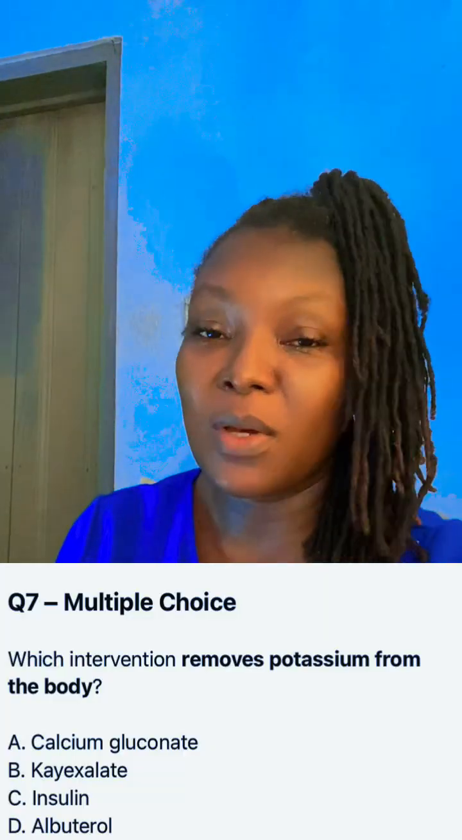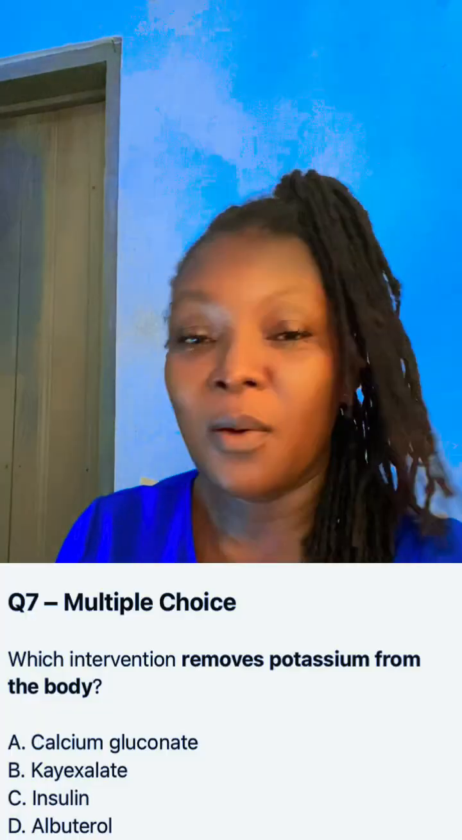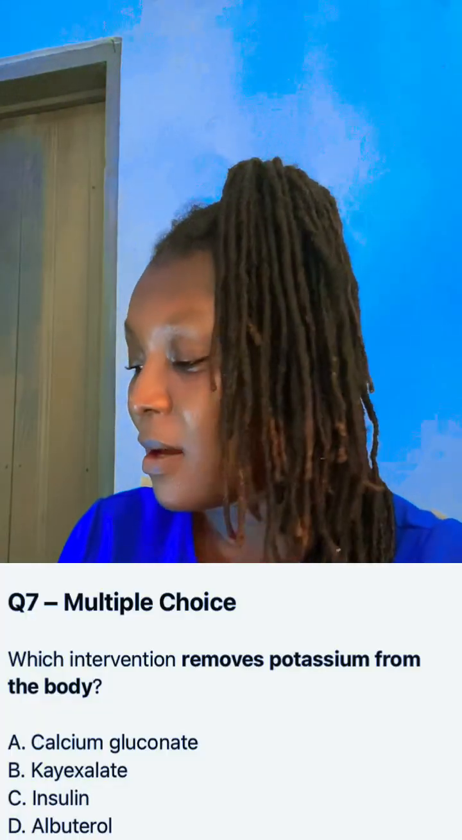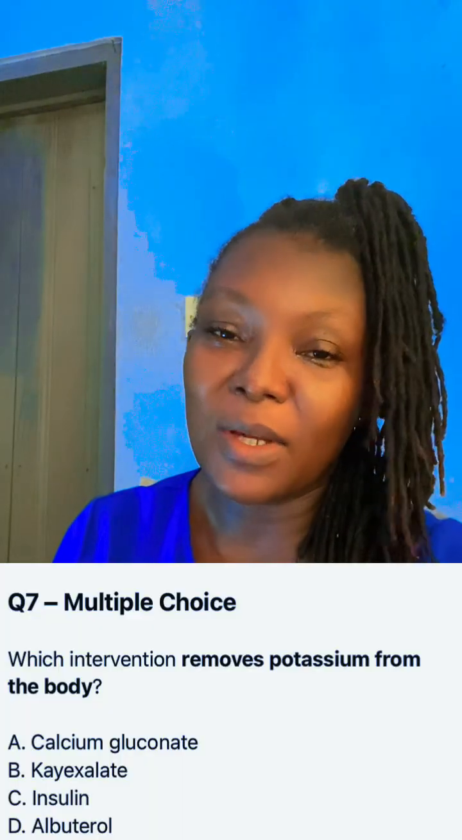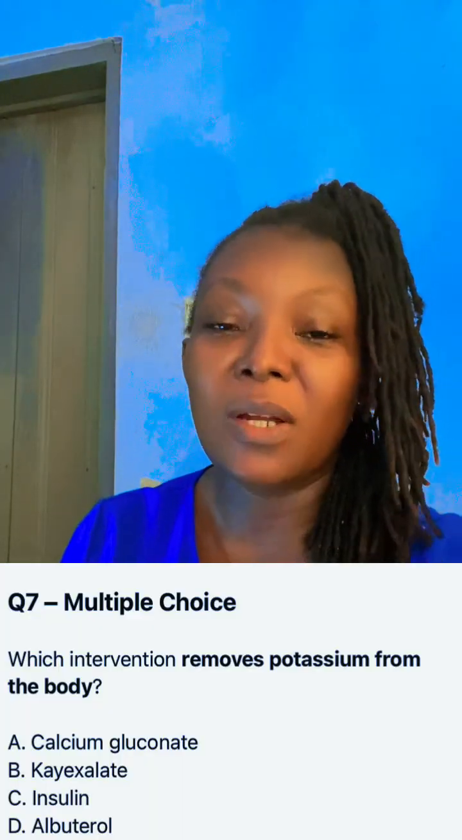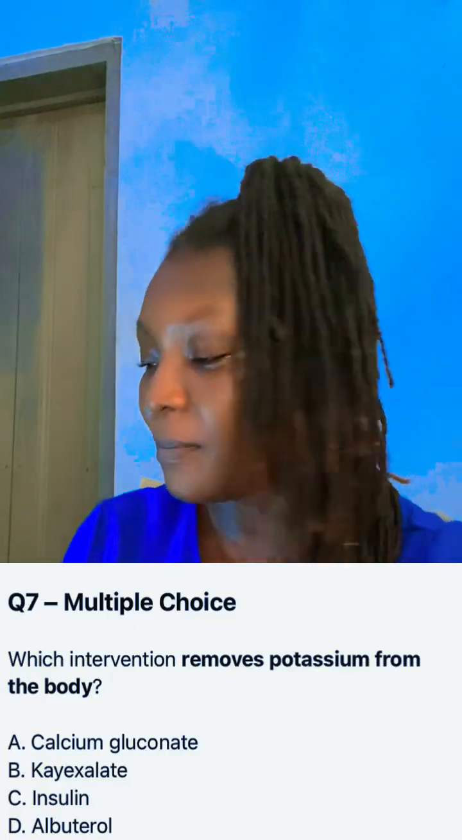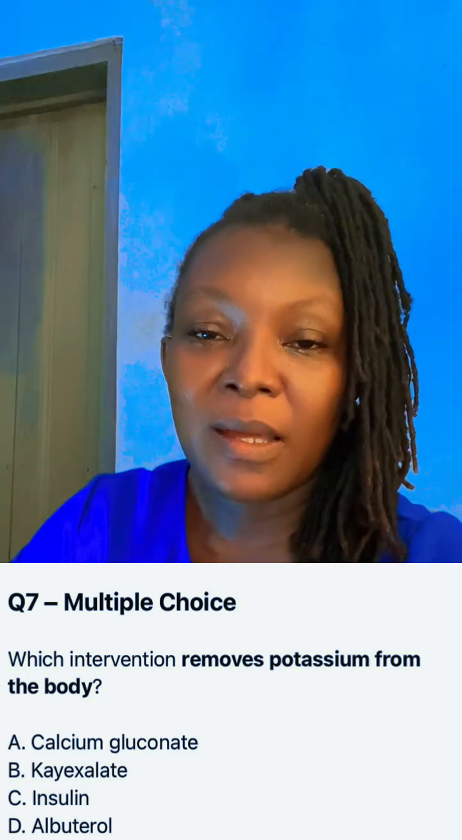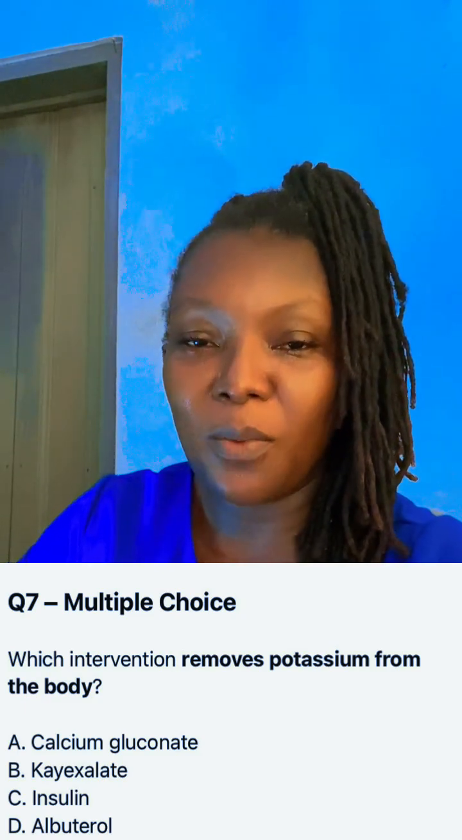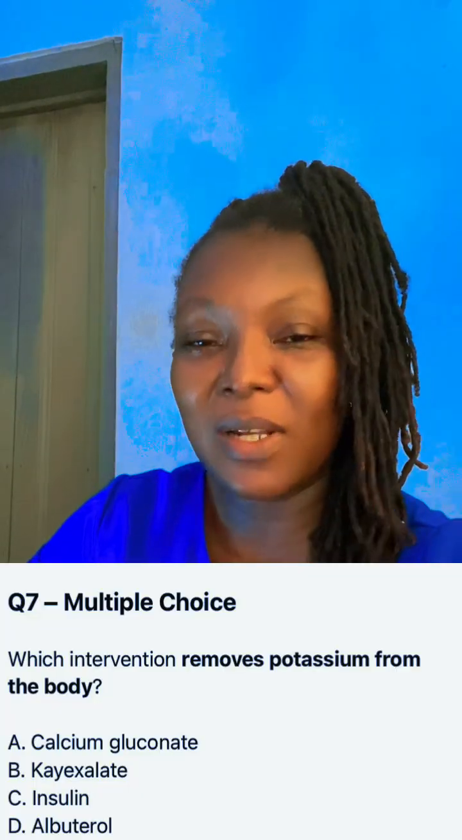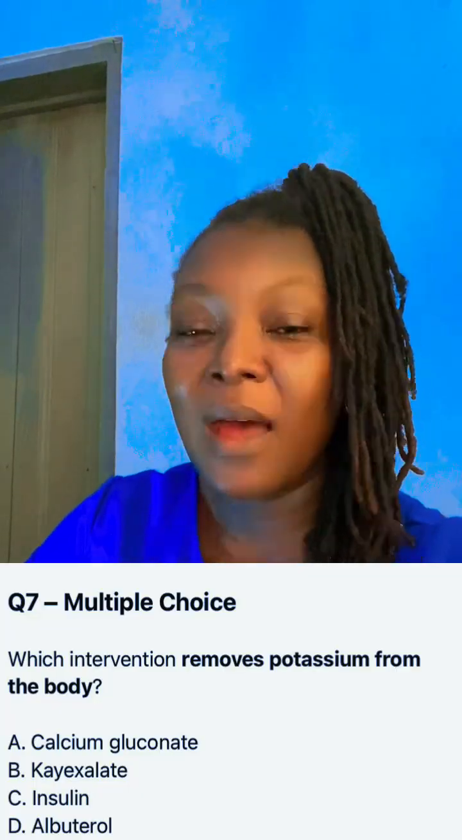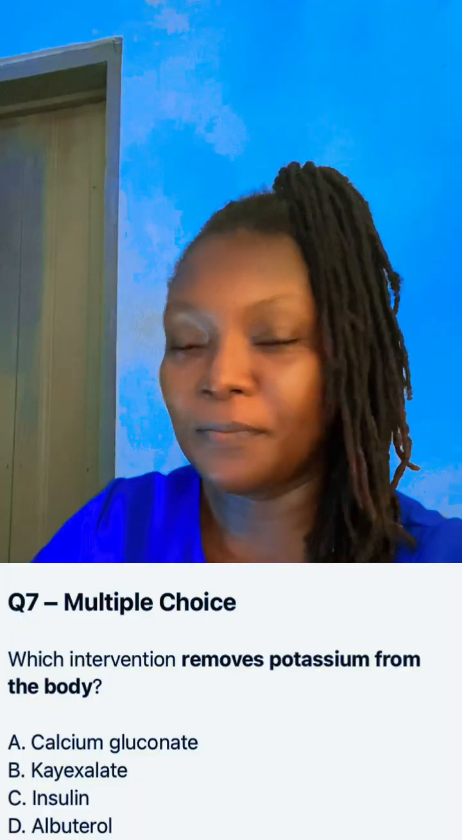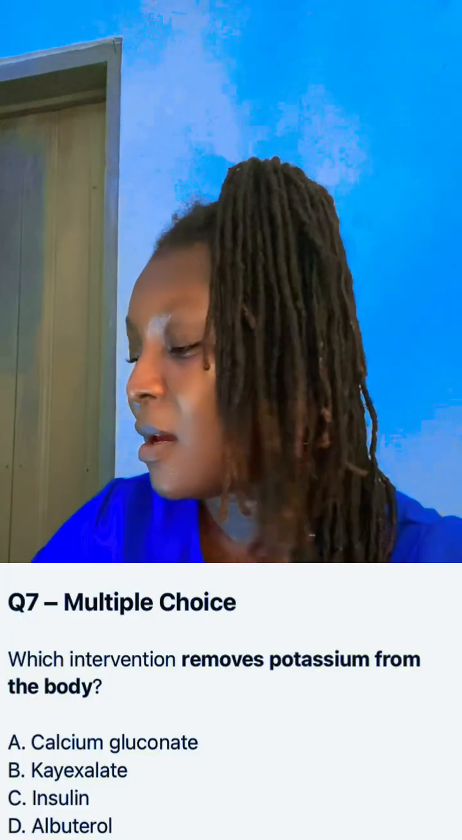A. When you give calcium gluconate. B. When you give Kayexalate. C. When you give insulin. And D. When you give albuterol. Which one of them removes potassium from the body? We know that calcium gluconate doesn't really affect your potassium. It stabilizes your heart. It actually just guards the heart against hyperkalemia. So it can't be calcium gluconate.